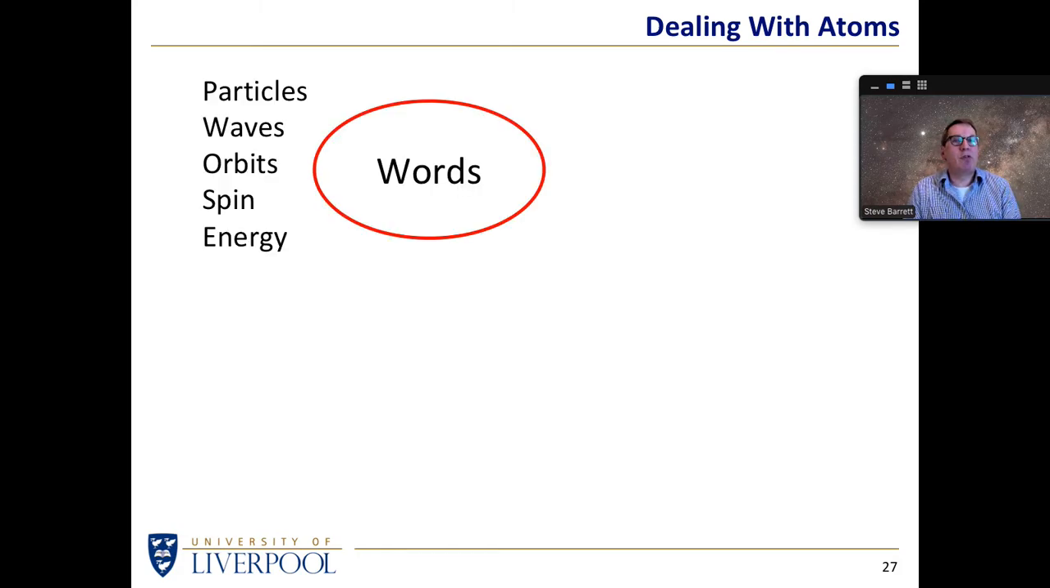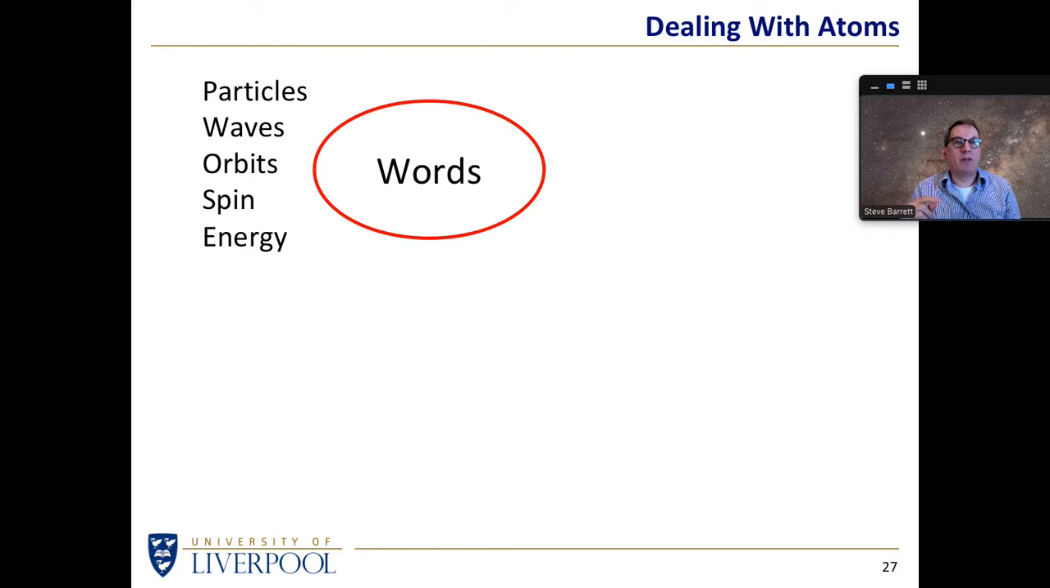So here we have the problem. When we're dealing with atoms, how should we deal with these mysterious things called atoms? Should we describe an atom using words? Should we use words in English like waves and particles and electrons orbiting a nucleus? And should we talk about an electron spinning? And should we talk about energy?